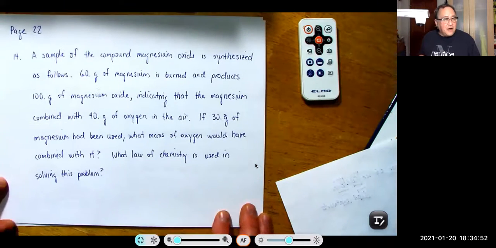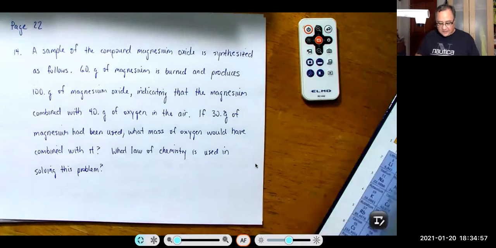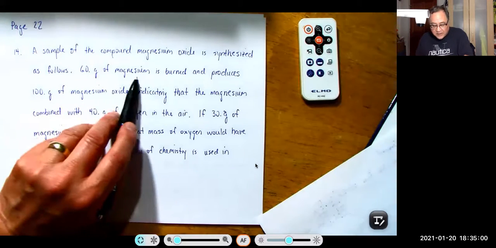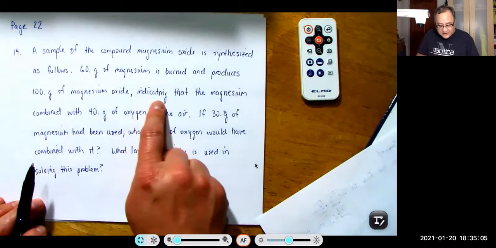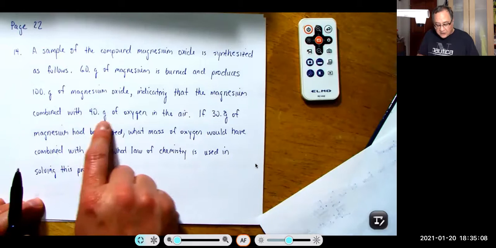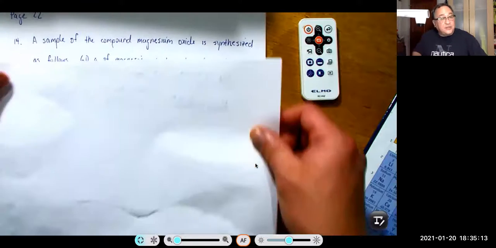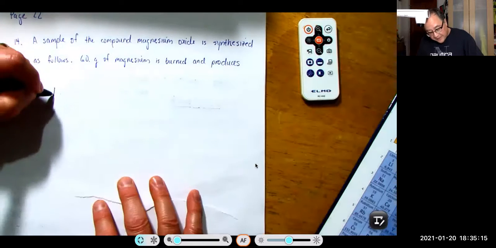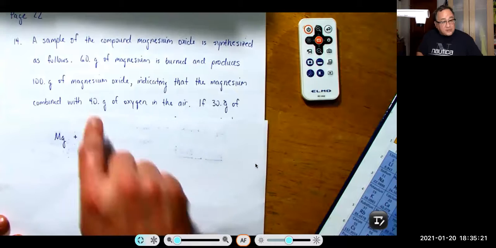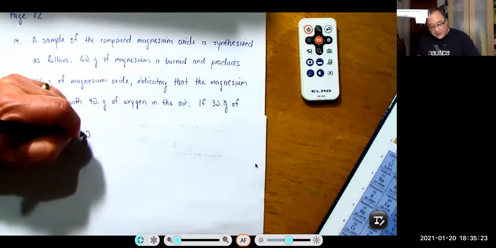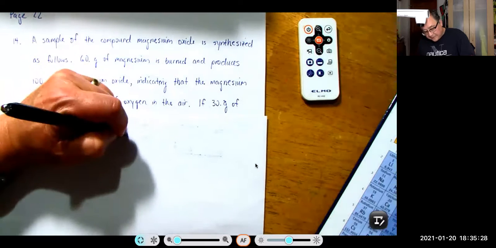A sample of the compound magnesium oxide is synthesized as follows. 60 grams of magnesium is burned and produces 100 grams of magnesium oxide, indicating that the magnesium combined with 40 grams of oxygen in the air. We could actually write out this reaction. It says 60 grams of magnesium. We know the symbol for magnesium is this. Reacts with 40 grams of oxygen. We know oxygen is a Hunkelbrief, and it makes magnesium oxide.